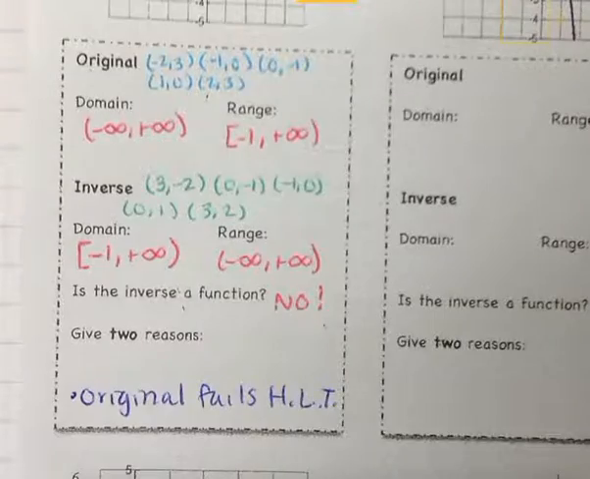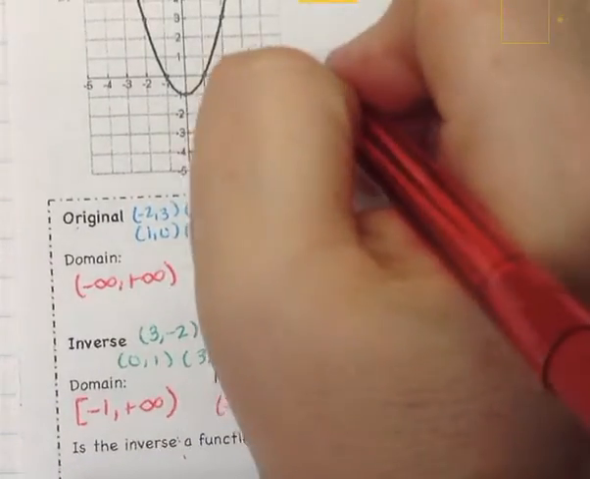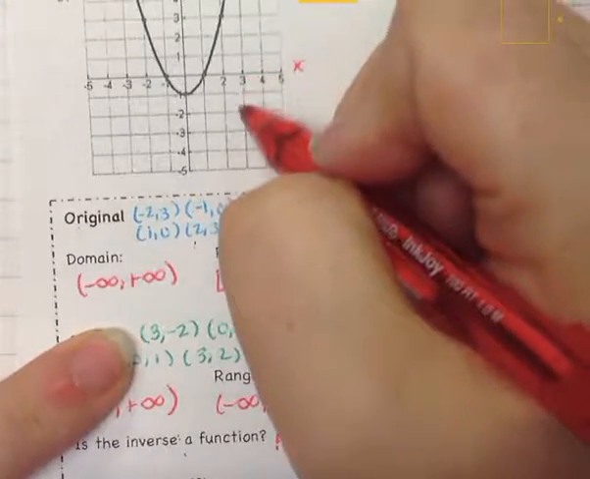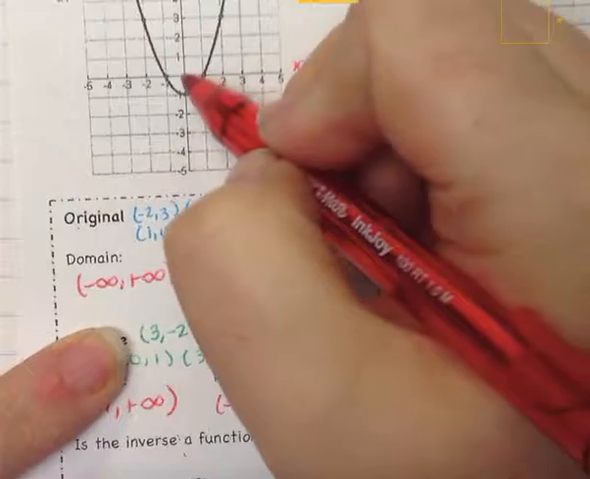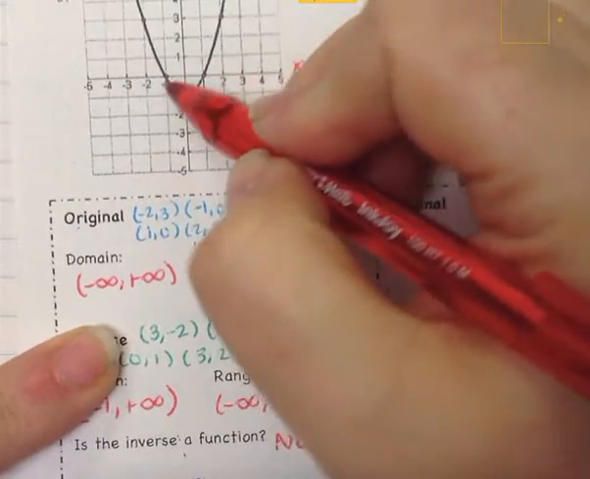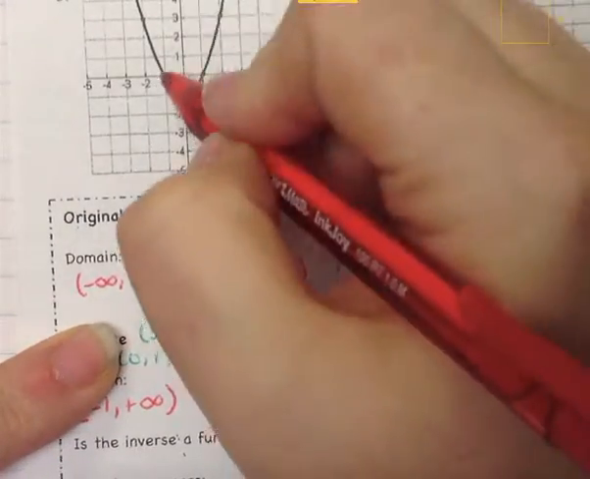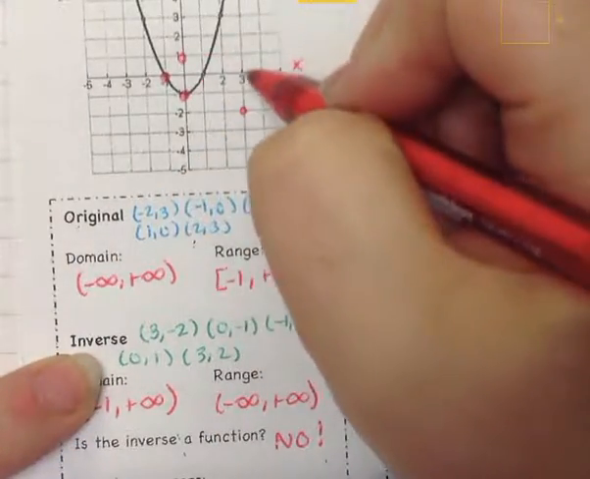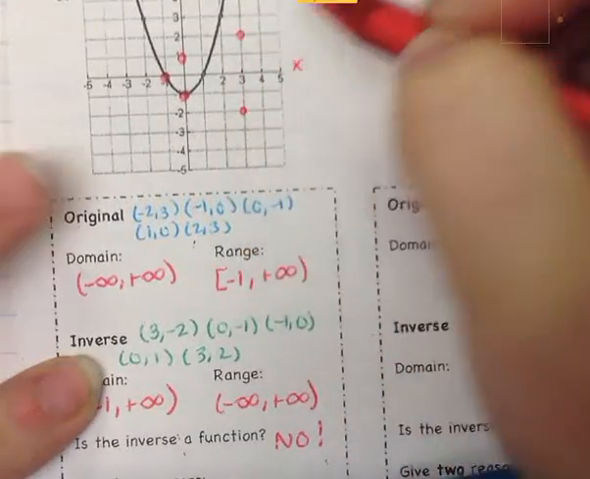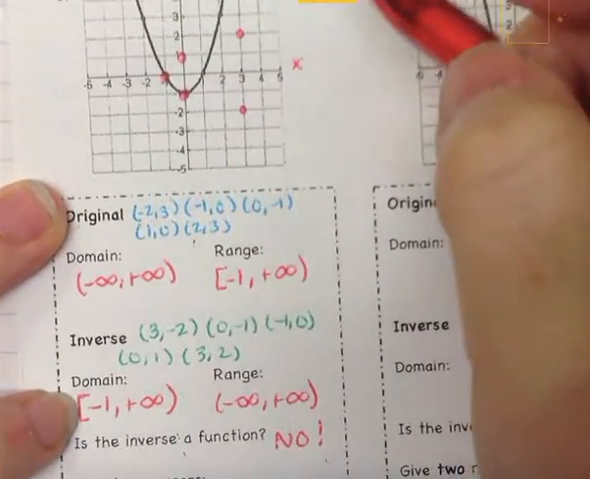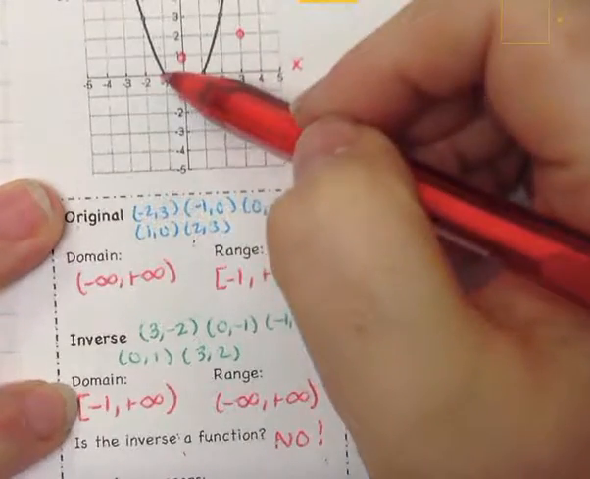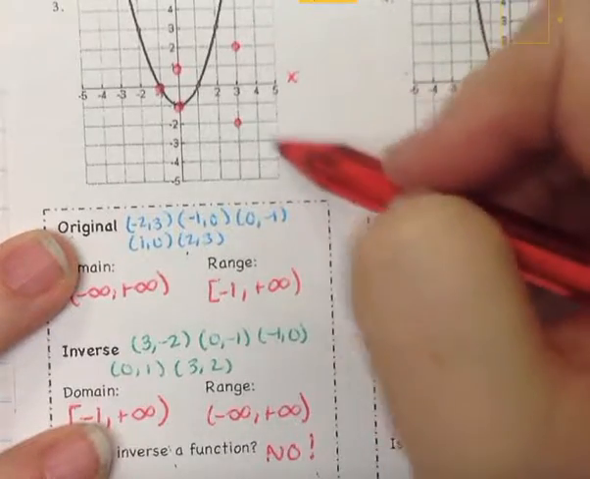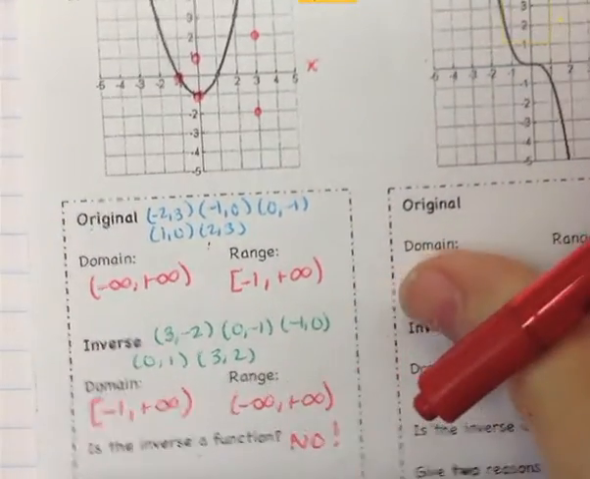So to graph this on here, I'm going to have my x and y on my axes. I'm going to graph these coordinates. So 3, -2, 0, -1, -1, 0, 0, +1, and then 3, +2. And we know that it should go from -1 to +infinity. So I don't have anything to the left of -1. And I know that this will go down forever and up forever because of the range, the new range.